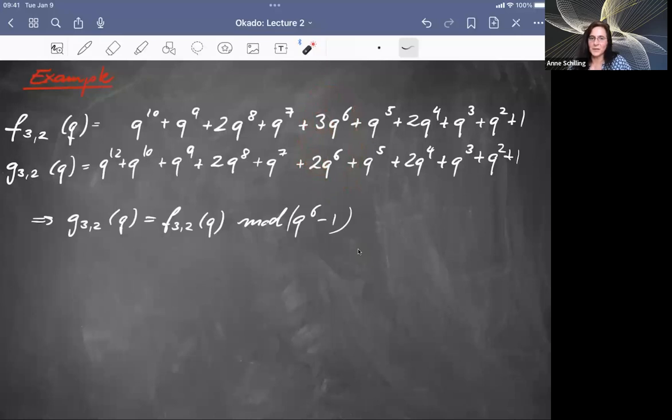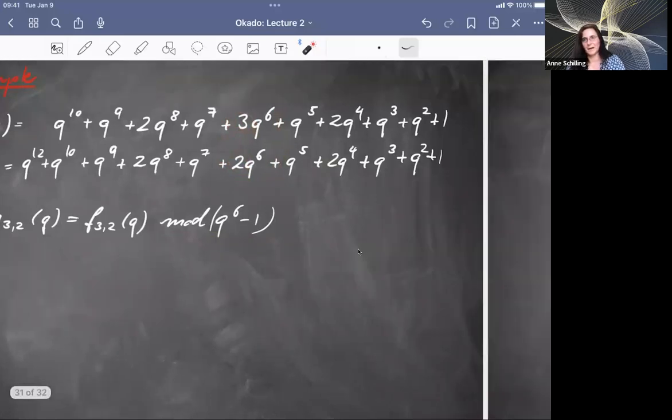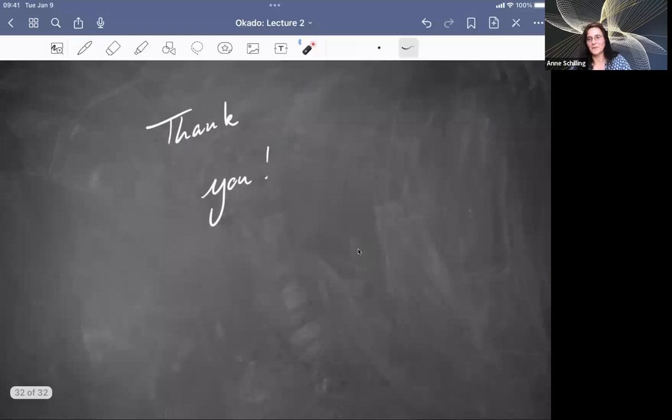So it would be interesting to see if one can actually prove that mod Q to the n minus 1, in general, these polynomials are equal. And that's all I wanted to say for this lecture. Thank you very much.